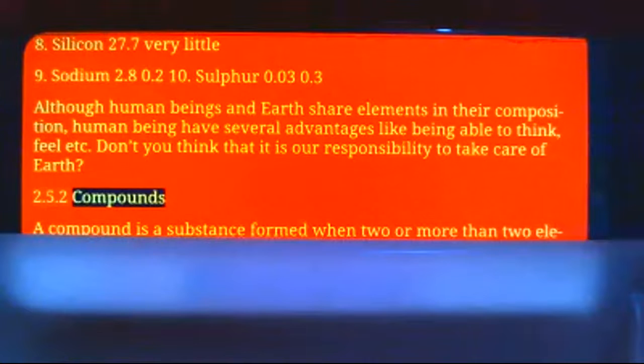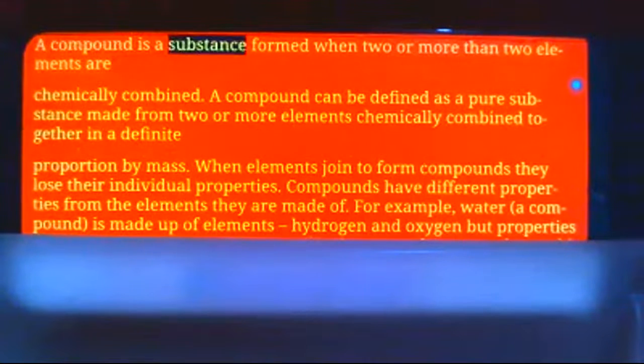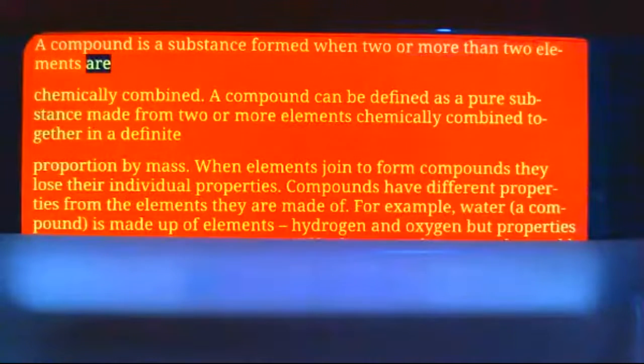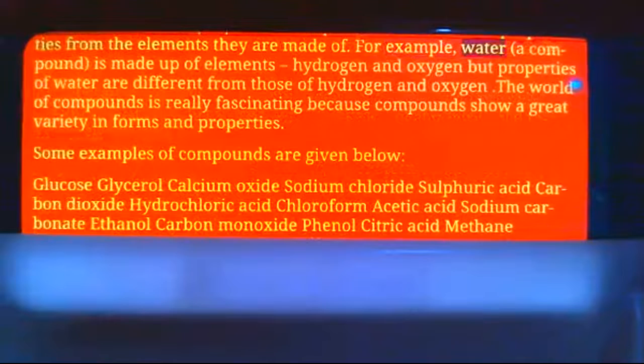2.5.2 Compounds. A compound is a substance formed when two or more than two elements are chemically combined. A compound can be defined as a pure substance made from two or more elements chemically combined together in a definite proportion by mass. When elements join to form compounds, they lose their individual properties. Compounds have different properties from the elements they are made of. For example, water, a compound, is made up of elements hydrogen and oxygen, but properties of water are different from those of hydrogen and oxygen.